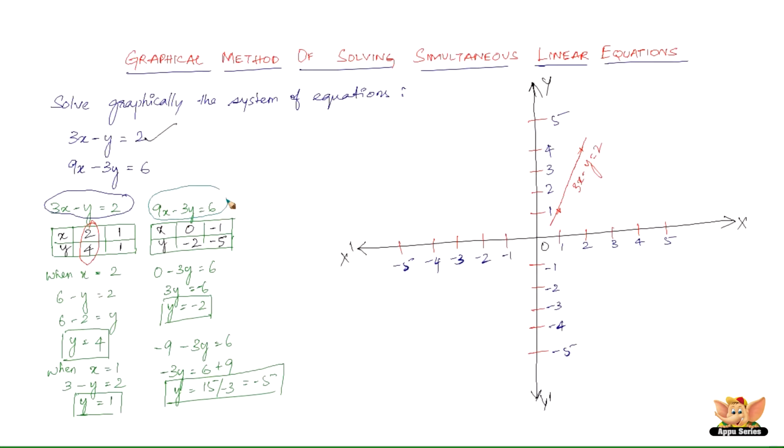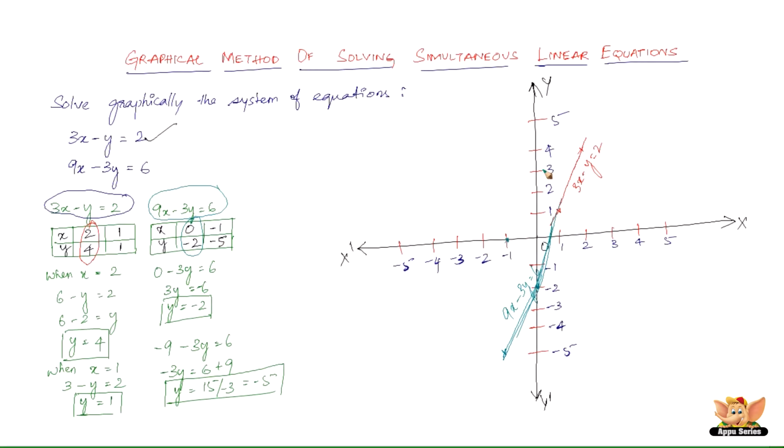Now let's represent 9x minus 3y equals 6. We've got 0, minus 2. X is 0 and y is minus 2. So here we are. And minus 1, minus 5. We've got minus 1 here and minus 5 here. So that should come somewhere here, right? So if you join this, it's going to go something like this. This line is supposed to join this red line. If you use a ruler, you will get it accurately, so please do use a ruler to get the straight line. This line represents 9x minus 3y equals 6.